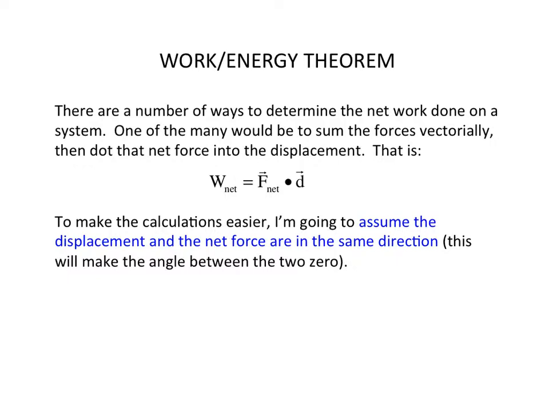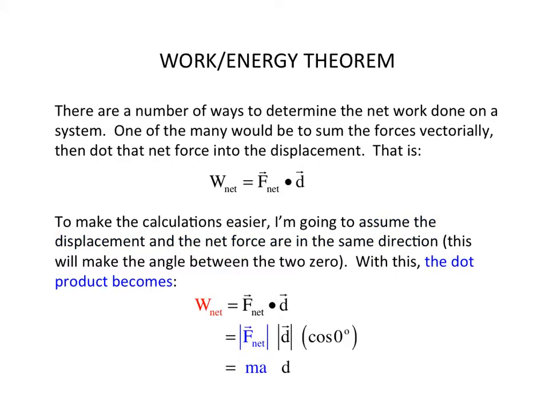One of which is we're going to assume that the force and the displacement are in the same direction. So when we do the dot product and we take the magnitude of F and multiply it by the magnitude of D, and then multiply that by the cosine of the angle between the line of F and the line of D, if F and D are in the same direction, the angle between the two is going to be 0 degrees, and the cosine of 0 is 1. And we simply end up with F times D.